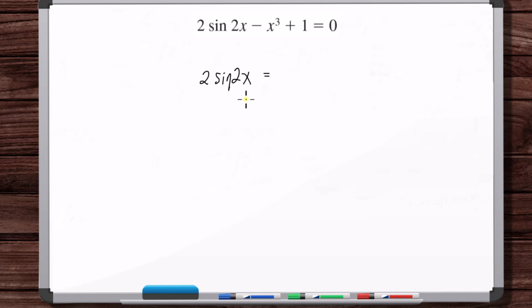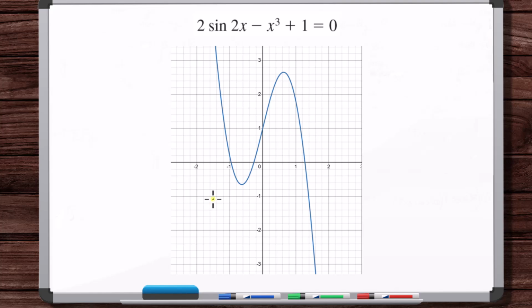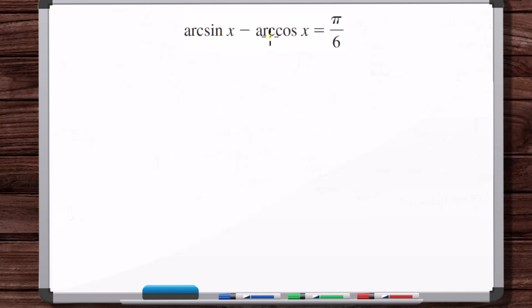But I'm going to go ahead and just graph this here: 2 sine 2x minus x cubed plus 1 in Desmos. Okay, and there you go. And we can see there's 3 solutions here. Whatever this x value is, wherever this x value is, wherever this x value is. Okay, same idea here. We can just graph this.